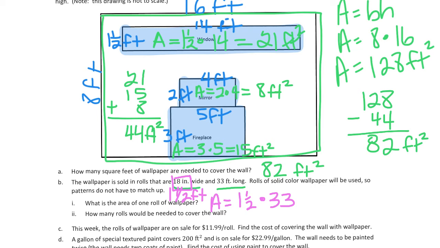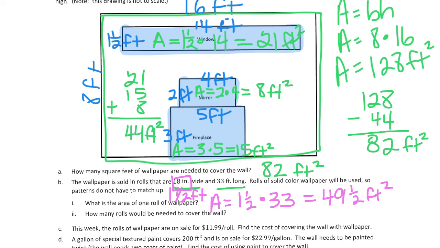And when you multiply that, you get 49.5 feet squared. Okay. So the next question asks me how many rolls would be needed to cover that wall. One roll is 49.5 square feet. So I need at least one roll.